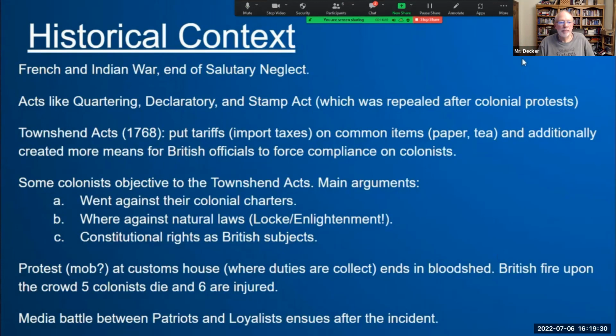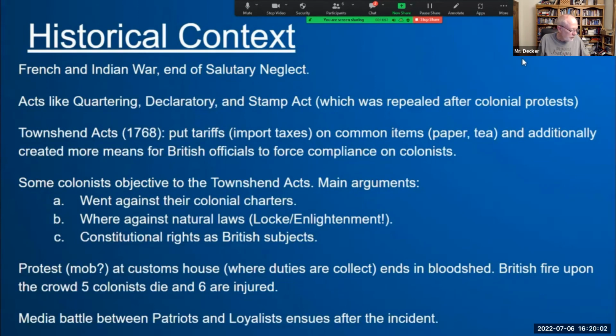That came to a crashing halt with the French and Indian War, as the British became much more hands-on with their colonies. They passed acts like the Quartering, Declaratory, and Stamp Acts in the mid-1760s. These were unpopular in the colonies, who were successful in getting one of the acts repealed after some protests and boycotts. However, a new series of acts were passed in 1767 and 1768 called the Townshend Acts. These were a series of acts, some of which resulted in tariffs on common items like paper and tea. And additionally, these acts empowered British officials to force more compliance of the taxes on colonists.